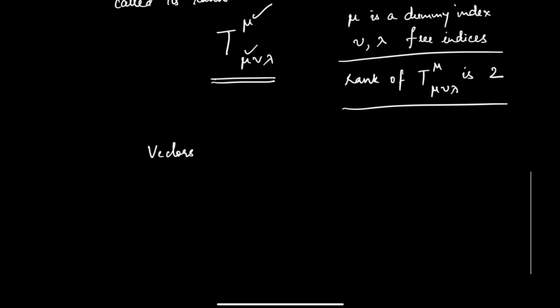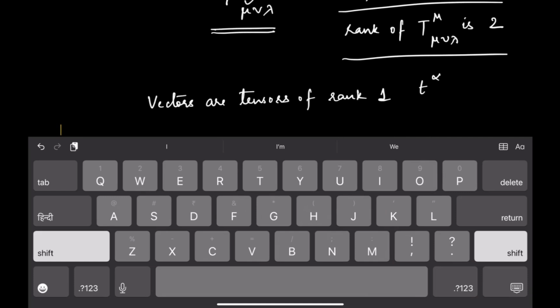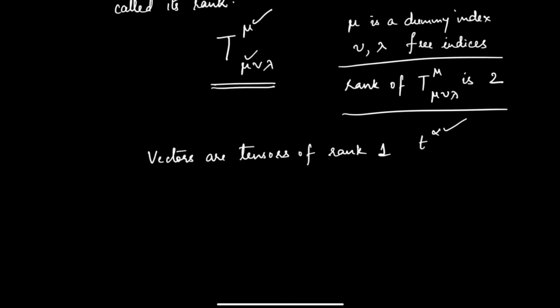And vectors are tensors of rank 1. For example, yesterday we have seen the tangent T alpha, right? So here you have only one free index, that is alpha. Therefore, vectors are tensors of rank 1. Similarly, scalars are tensors of rank 0, because there are no free indices. Therefore, scalars are tensors of rank 0.